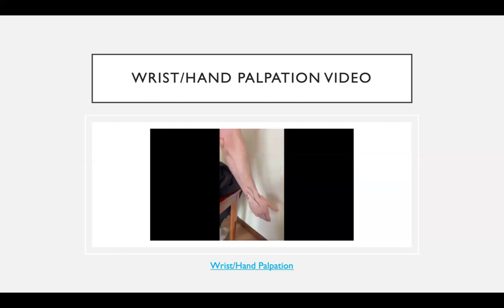More extensors there are the extensor indicis, abductor pollicis longus, extensor pollicis longus, and extensor pollicis brevis. To find the extensor indicis, have your patient point their finger. It runs across the ulna and the tendon runs to the finger. You can see it working. Point your finger.